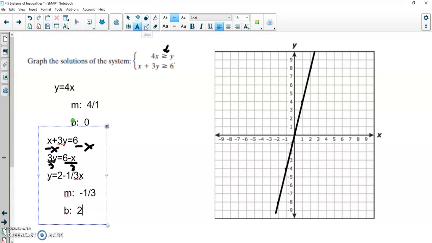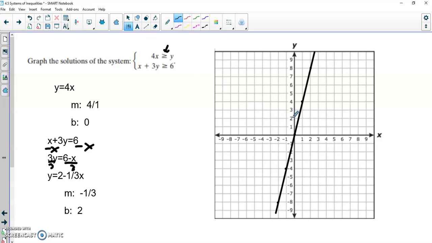So again, I'm going to go through and graph this inequality. I have a y-intercept of 2. And then the numerator says I go down 1, and the denominator says I go to the right 3. So down 1, right 3. I'm going to do this a few times so I have a nice pretty line. You can also go up 1, left 3.